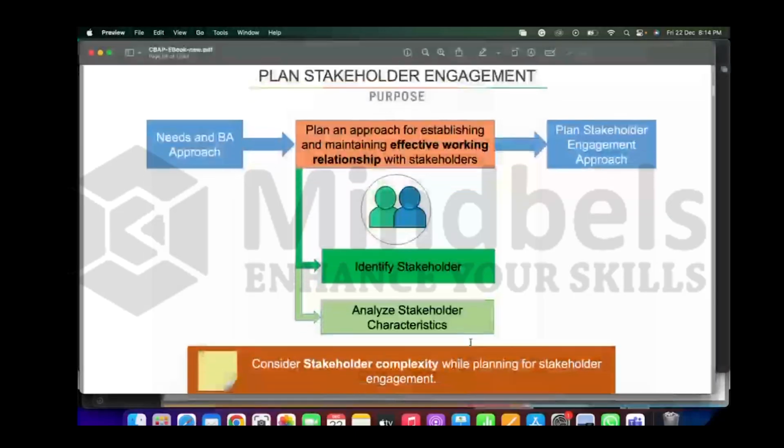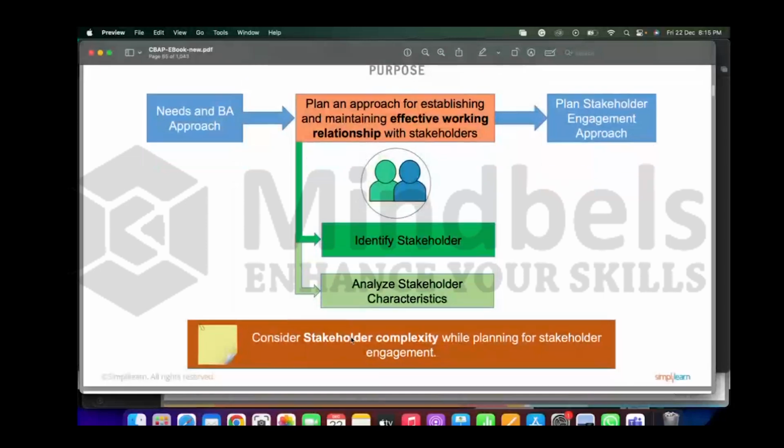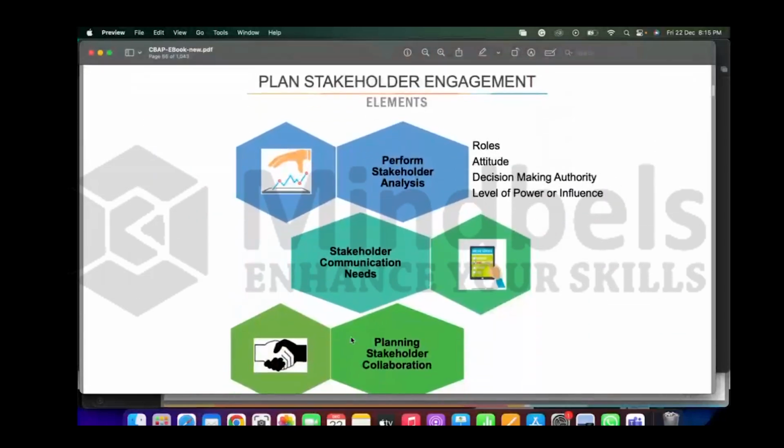You don't fall into any problems, any complexities, because anything between the start stage of planning till the end of monitoring, you have to keep a consistent plan in place. At the same time, your stakeholder engagement communication channel should be open. So that is important for us in terms of planning your stakeholder engagement.